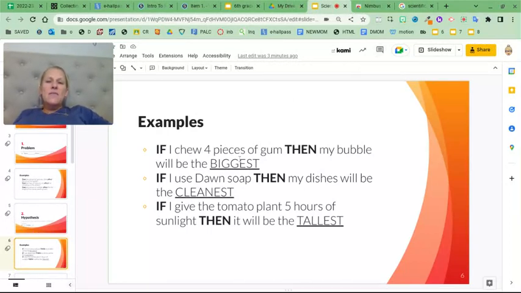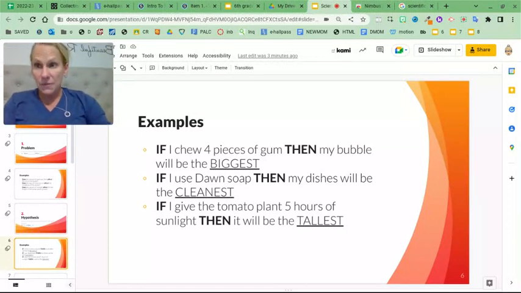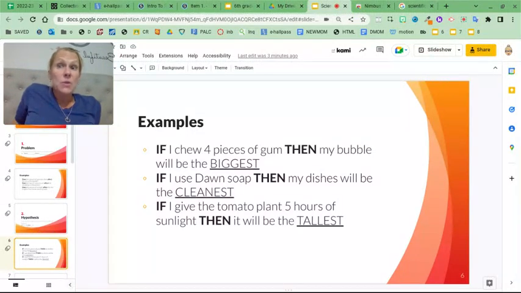Notice the second part of my hypothesis always has an "est" word. Most, greatest, tallest, fastest. We could go back to some of the other examples I gave. Does the speed of my car affect how many tickets I get? Well, if I drive 20 miles over the speed limit, then I will get the most tickets, right? Okay.